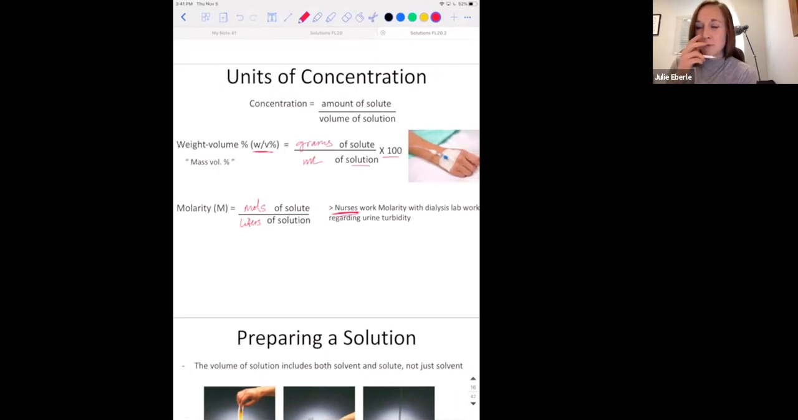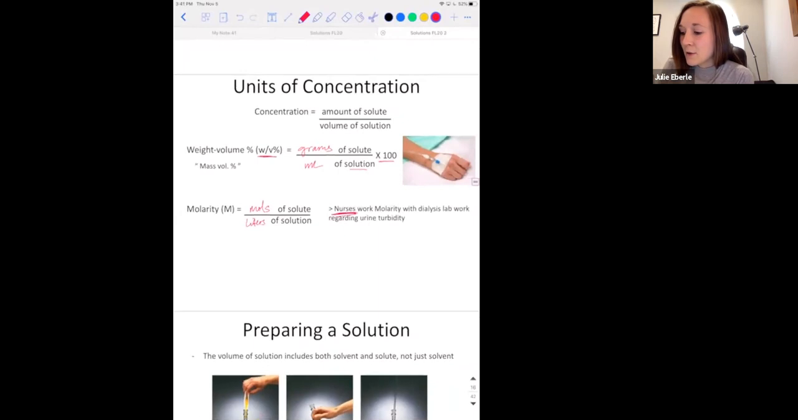I actually had a question. My brother-in-law, he's an engineer, and he literally was doing weight volume percent stuff yesterday. I was like, hey, can you help me with this? But you work with molarity.